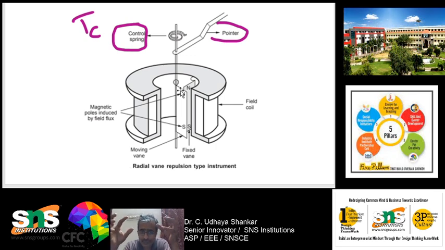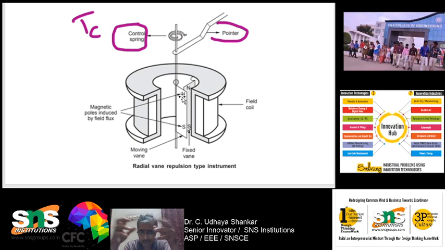Eddy current damping cannot be used with a permanent magnet, because if a permanent magnet is used, it will disturb the magnetic field over there. So that's why the permanent magnet is not used. Okay, so here in this case, you can see there are some discussions.